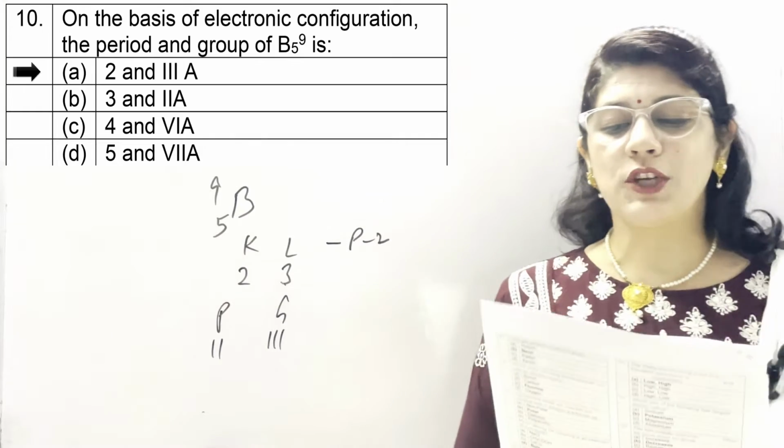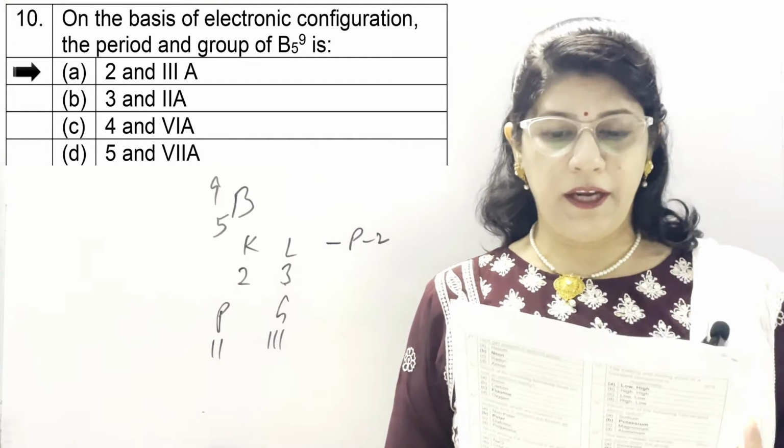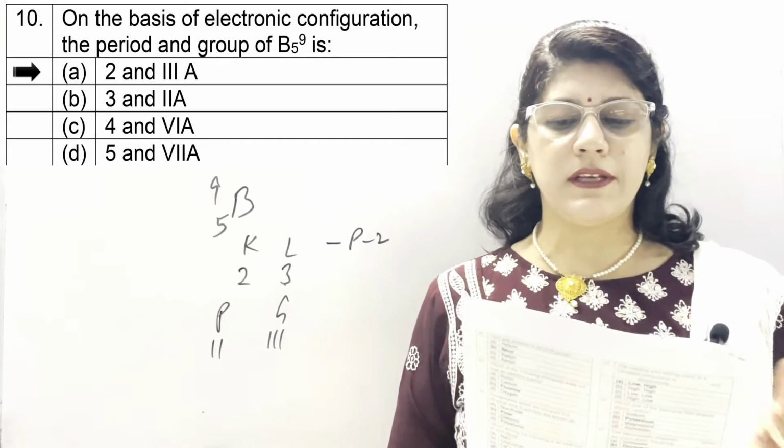It means correct option is A. Other options are B, it means 3 and second A, 4 and 6A, 5 and 7A.